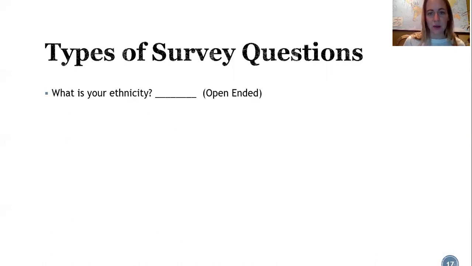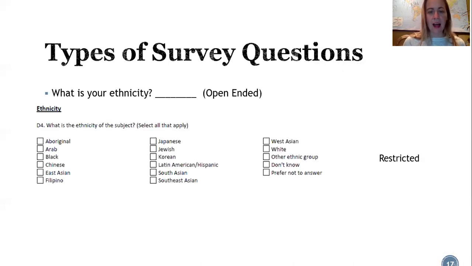So let's say we wanted to ask participants what their ethnicity is. This is often asked in questionnaires. We could simply ask it like this in an open-ended style and ask participants to write in what they want. The benefit of this is that it gives real flexibility. Participants aren't binned into a certain box. They can answer how they'd like. The challenge, though, is that it's up to the researcher then to interpret what participants write and put that into different categories.